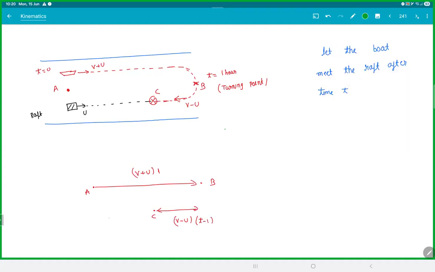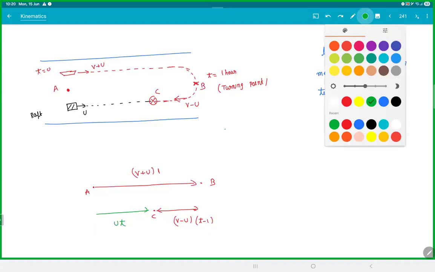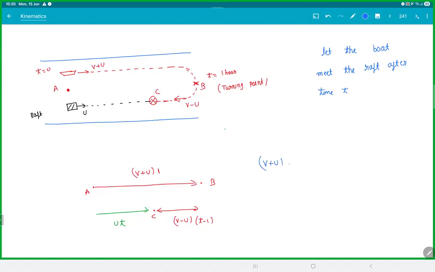And what was the raft doing all this time? The raft is going non-stop with speed u, so its distance is u into t. If the total time was t, the boat traveled 1 hour downstream and t minus 1 upstream. Make sense? The raft is simply going in a straight line. You can clearly see this is equal to the total distance. So (v plus u) into 1 hour must be equal to ut, the raft's distance, plus (v minus u) into (t minus 1), the boat while it is coming back. So v plus u is equal to ut plus vt minus v minus ut plus u.